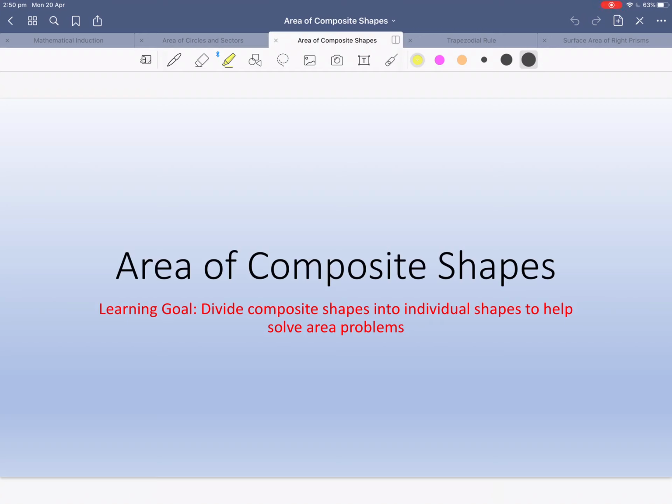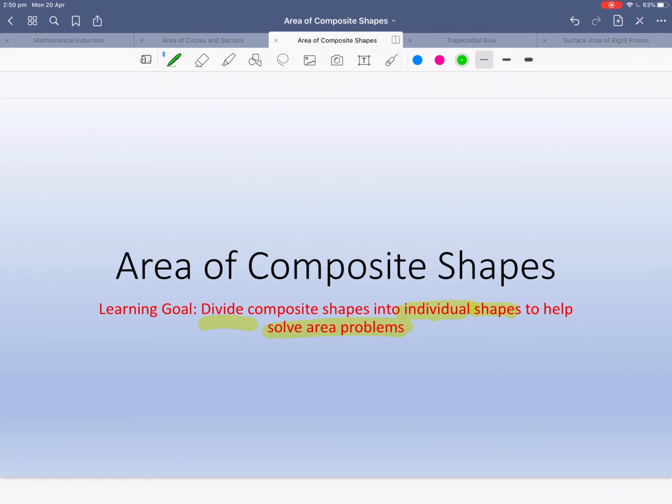In this lesson, we're going to learn how to find the area of composite shapes. Now, composite just means when we compose things or we put things together. We're putting different shapes together. So hopefully by now, we already know how to find the areas of certain shapes. Now we might need to divide composite shapes into individual shapes to help solve area problems.